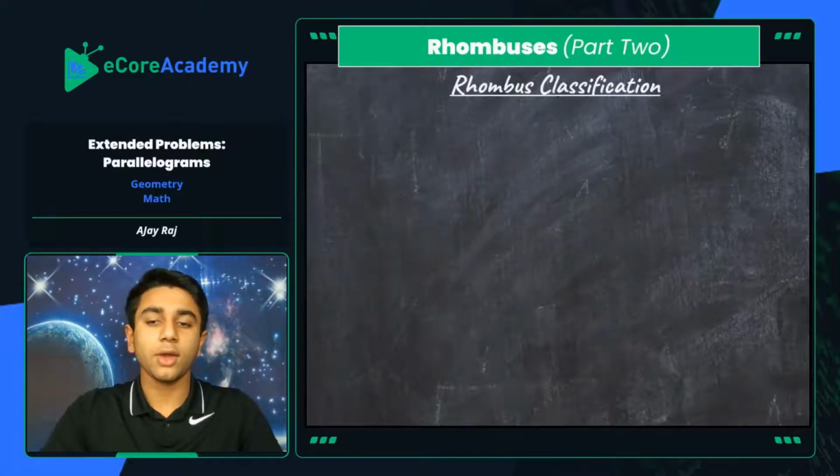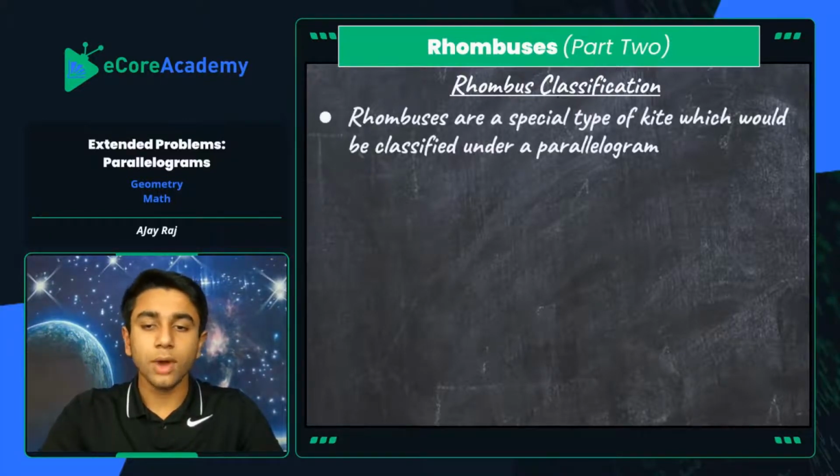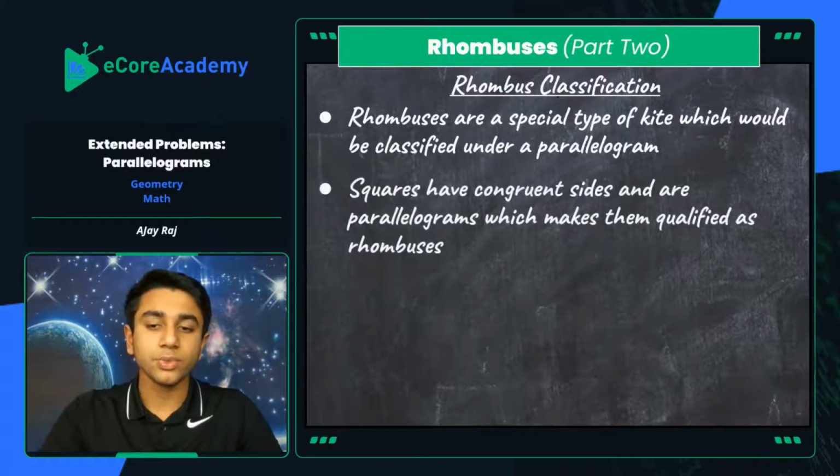Rhombuses part 2. Let's look at rhombus classification on a further frontal bird's eye view. So rhombuses are a special type of kite, which would be classified under a parallelogram, as we said in the first slide. And squares have congruent sides and are parallelograms, which makes them qualified as rhombuses.